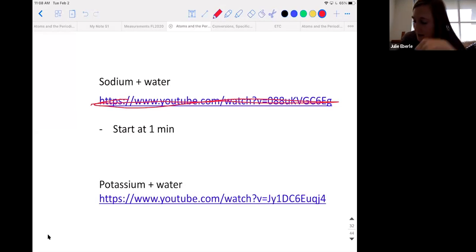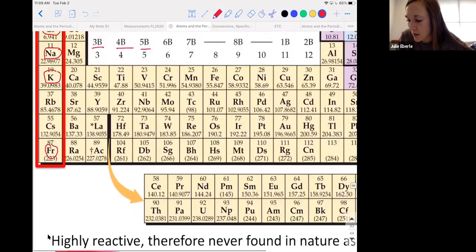Kendall said the potassium was more explosive, okay? So potassium seemed to react quicker, I noticed. That explosion was pretty immediate. The sodium did react with water, but again, it just wasn't very explosive, a little less entertaining. So let's look at group 1 for just a second.